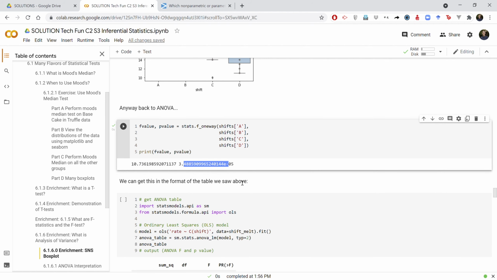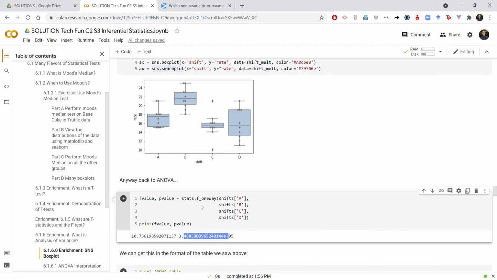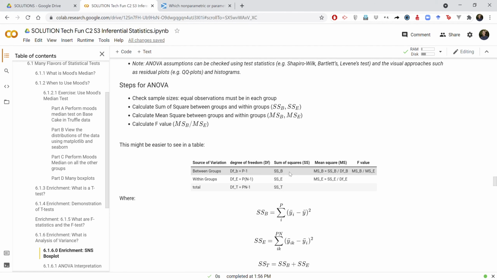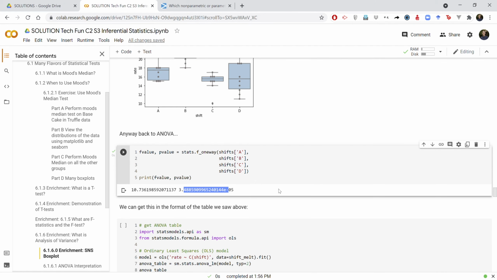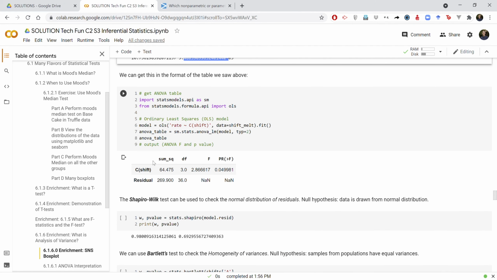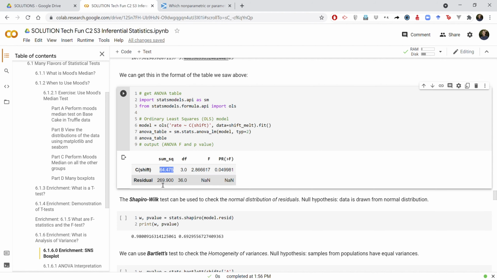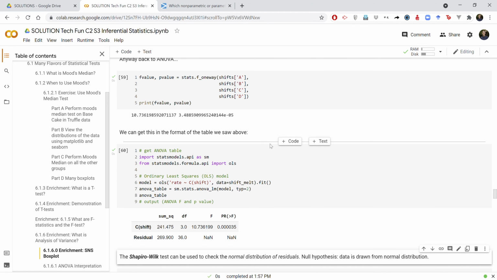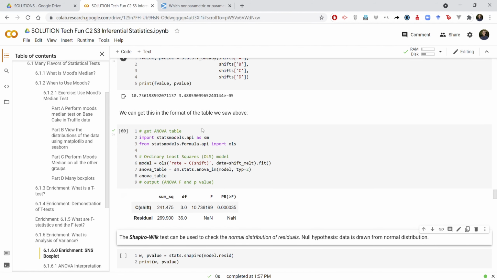We can get this in the format of the table we saw above, right? So I'm just referring to the table that we created and marked down here. So we're looking at the sum of squares between groups, the degrees of freedom. There are 4 groups, so there are 3 degrees of freedom in terms of groups, 40 observations, so 36 degrees of freedom in terms of the total observations, F statistic, and then the p-value. I do not think I ran this cell. There we go. Those are the updated numbers for this randomly seeded notebook.